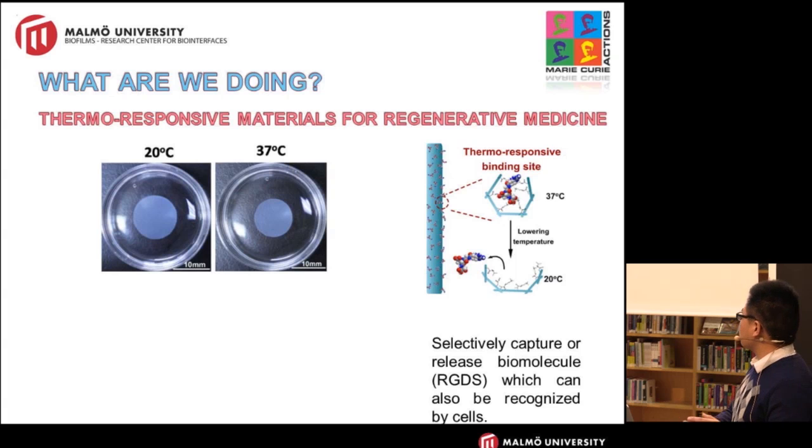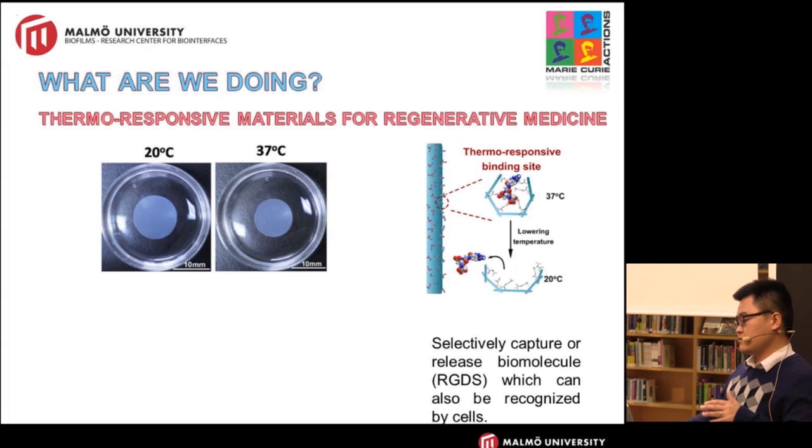We use these smart materials for regenerative medicine. For example, we designed hydrogels that can respond to temperature. The size is different at different temperatures, and inside the material there are small response binding sites. Our body temperature is 37 degrees C. They can bind some biomolecules, and at lower temperature, they release. I need to mention that the biomolecules can bind to cells.